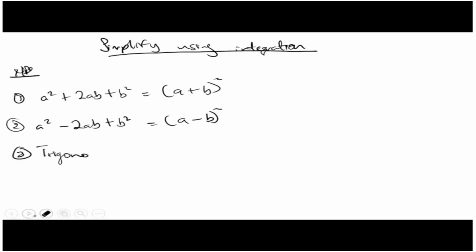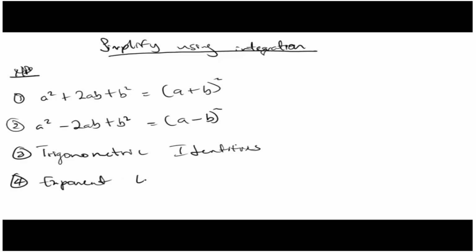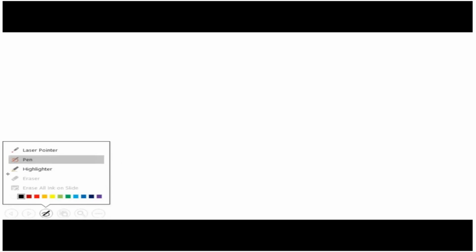Because the question will just say simplify, you need to know your trigonometric identities. Then other forms of exponent laws, you need to know them as well, because that's what the question will just say. The question will just say what? Simplify. What do I mean? Look at this question. Look at this example.